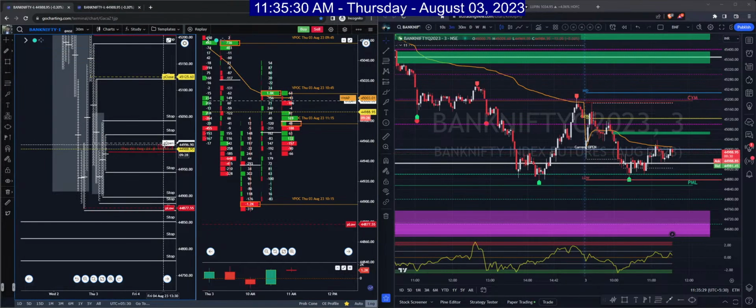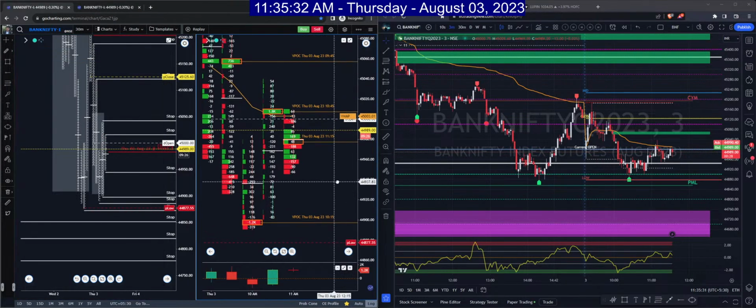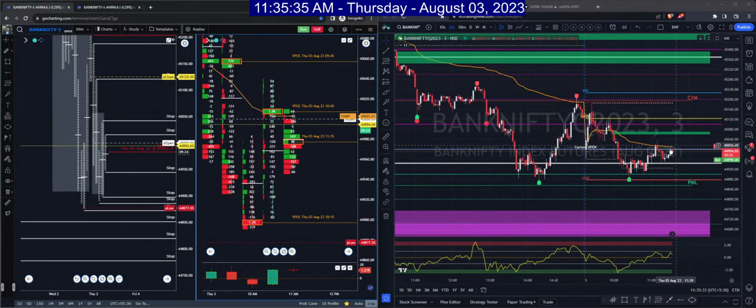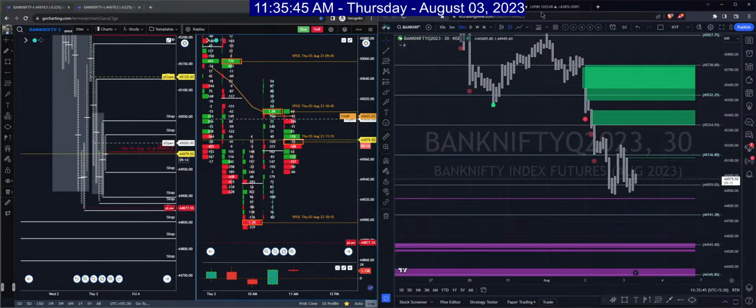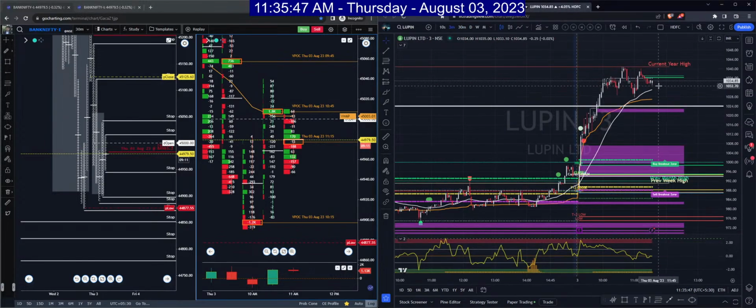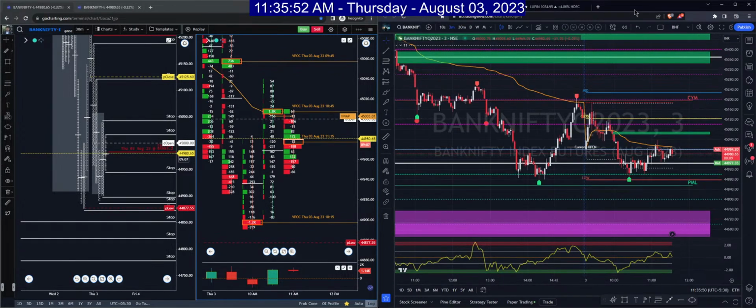So we are seeing supply coming in at current open. Yep, supply is there. It is getting absorbed. Let's see. Do we get what is the tempo? So supply is coming in, but it's still positive. Lupin is also balancing.